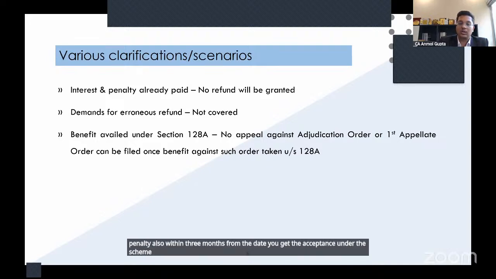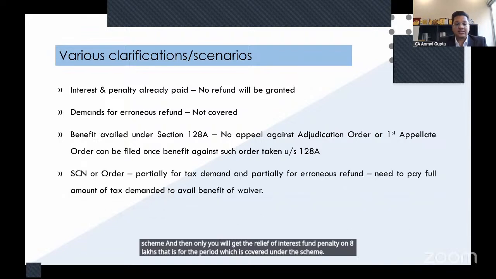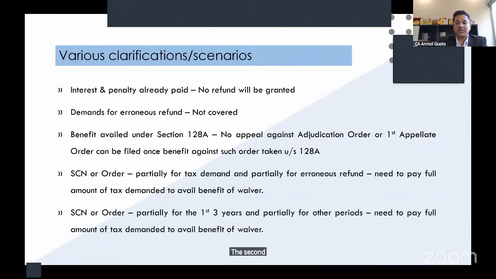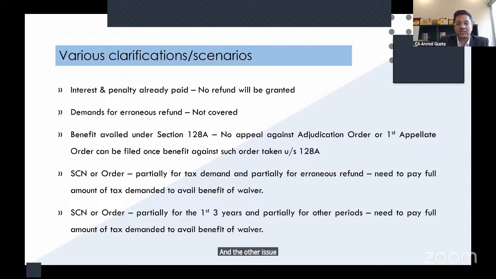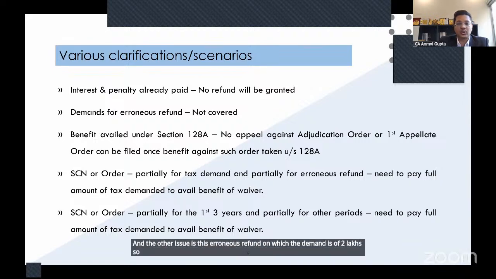And then only you will get the relief of interest and penalty on 8 lakhs. That is for the period which is covered under the scheme. The second scenario is where there are two issues. For example, one issue is 2A versus 3B, on which there is a demand of 8 lakhs, and the other issue is this erroneous refund, on which the demand is of 2 lakhs. So, similar to 2019-20 and 2020-21, you have to do the same maths.